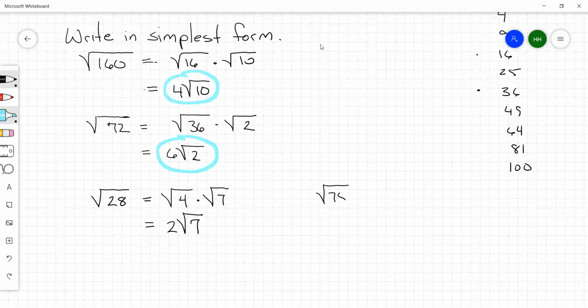Square root of 75. That's equal to the square root of 25 times the square root of 3, which simplifies to 5 radical 3. All right, so you find the largest perfect square that goes into 75 evenly, and then how many times it goes, and then simplify.